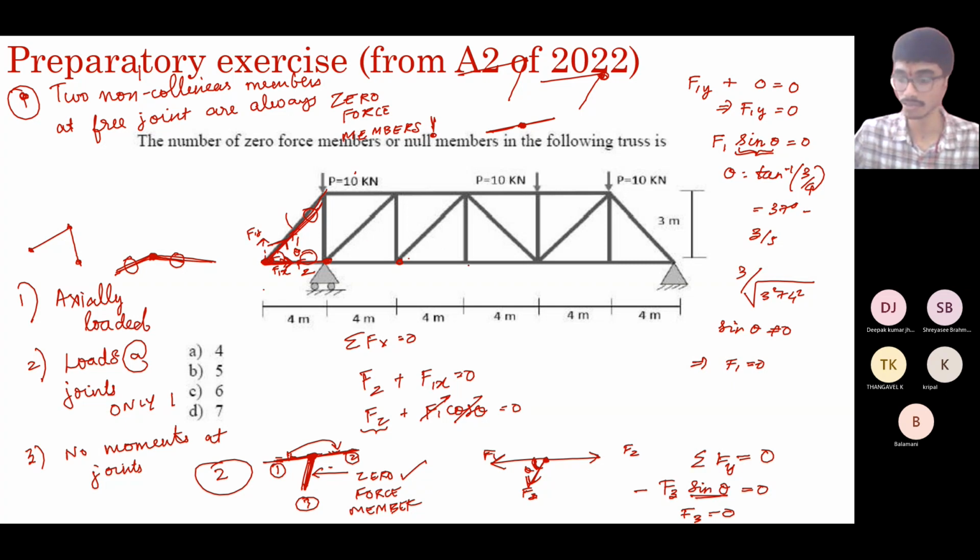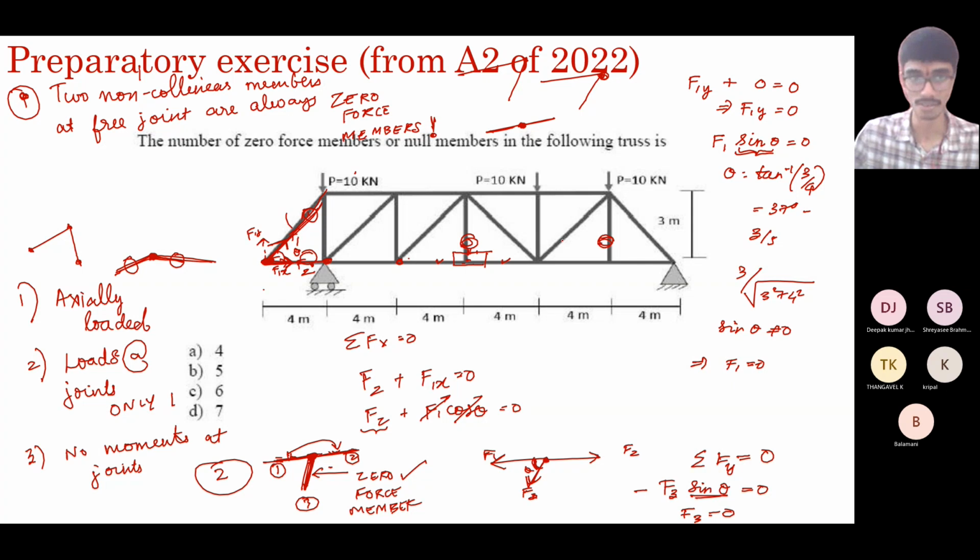So coming to this joint. You have two collinear members, which is this, and this one is not collinear with them, and this joint is free. It is not supported nor is it loaded. So this is a zero force member. Applying the same logic here, it's identical. So this is a zero force member. So how many zero force members do you have so far? You have 1, 2, 3, 4.